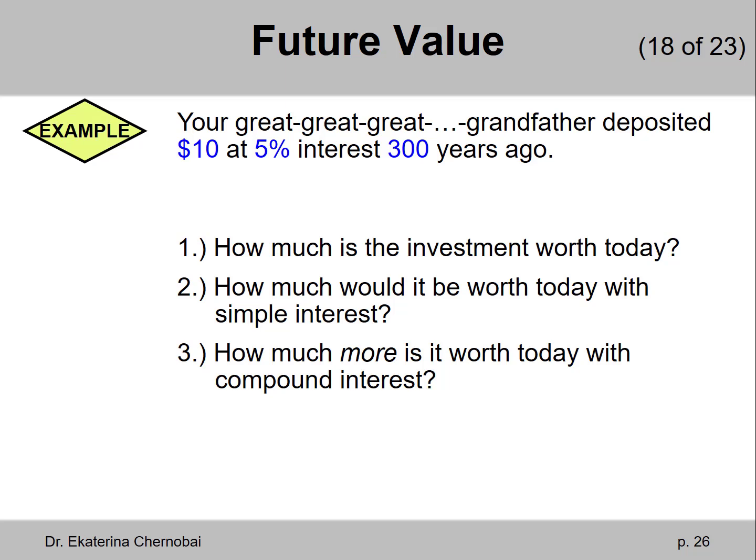3 questions. How much is the investment worth today? The second question is, how much would it be worth today with simple interest? And the third question is, how much more is it worth today with compound interest? So you already know from the earlier slides that with compound interest, money grows faster than with simple interest. So how much of a difference does it make over 300 years?